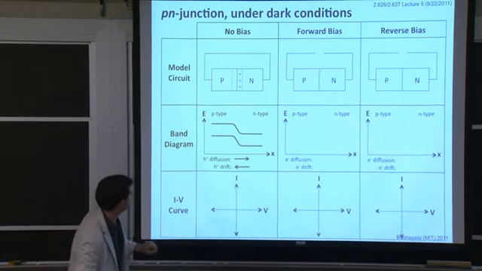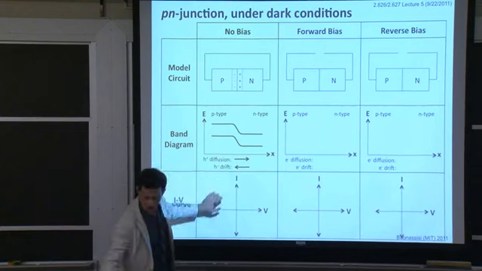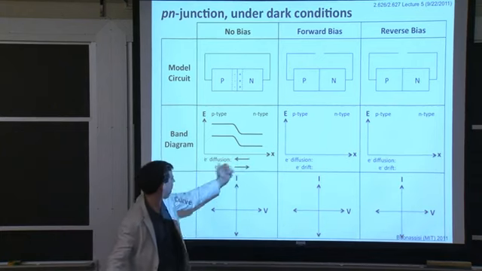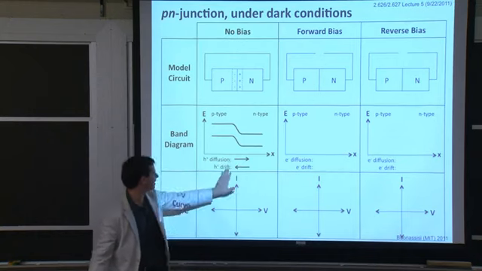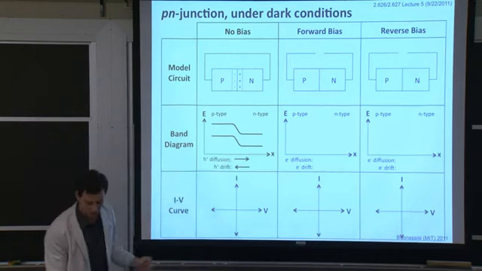So now that we've done one example, one last thing. Electron diffusion is pointing to the left and electron drift is pointing to the right. Hole diffusion is pointing to the right and hole drift is pointing to the left, as one might expect.